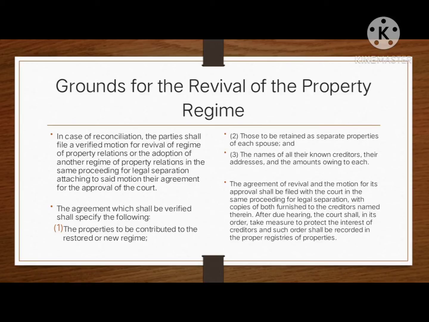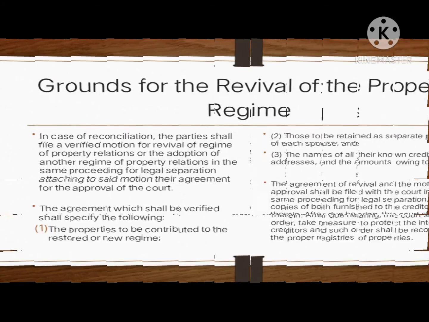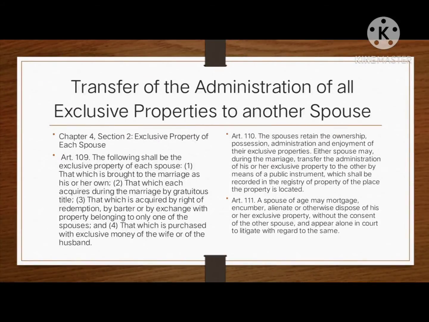Next, we have the transfer of the administration of all exclusive properties to another spouse. So in Article 109, the following shall be exclusive property of each spouse. When we say exclusive properties, these are the properties that are personally owned by the spouse.